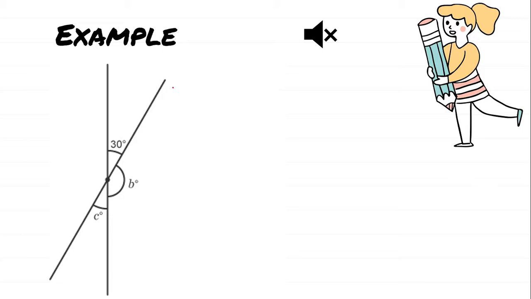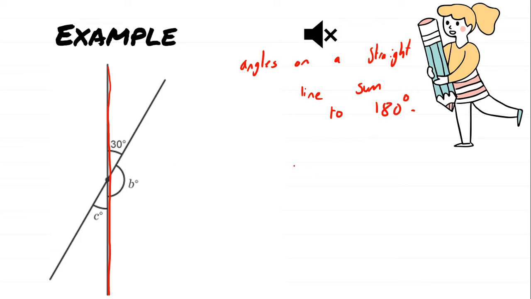Okay, this one here, we've got straight lines. So you can think of it like this. We've got a nice big straight line. So angles on a straight line sum to 180 degrees. So in other words, 30 degrees plus B degrees equals 180 degrees. So it's not going to take much to see that B must be equal to 150.